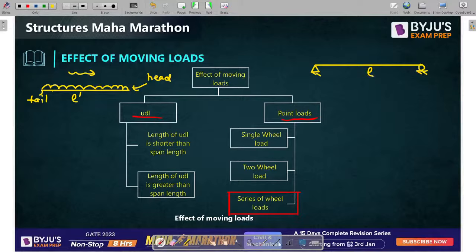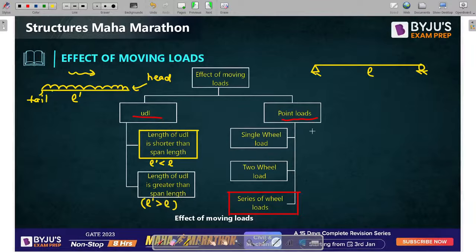So guys, there are two situations. Length of UDL is shorter than span length. That means length of UDL, L dash, is less than L. In this case, L dash is greater than L. Getting a point? Length of UDL is greater than span length, and this is shorter than span length.